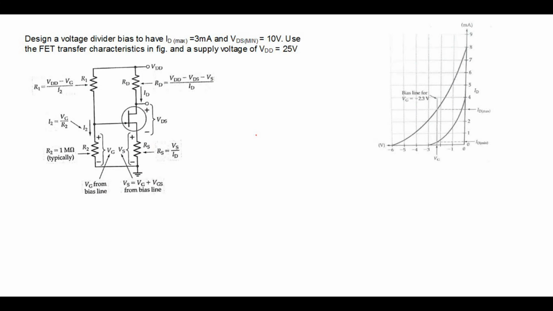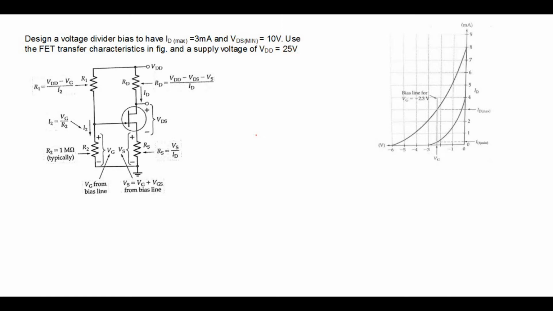So now I am going to explain a problem. The problem is as given here. Design a voltage divider bias for the JFET circuit having ID max of 3 milliamps, VDS minimum of 10 volt. We are going to use the following characteristics of the JFET because we will obtain some data from this graph, and also the other given data is that VDD is equal to 25 volt.